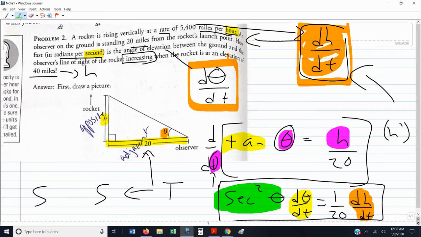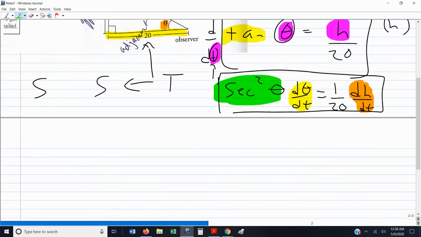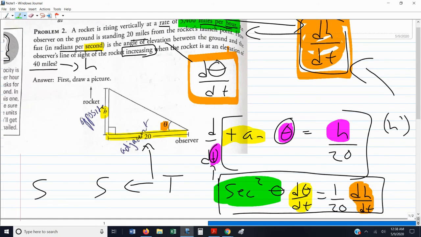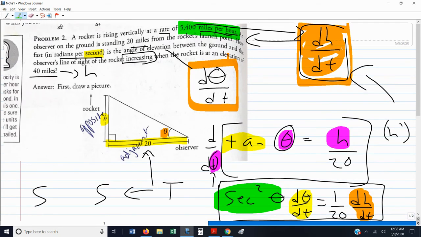So the first thing, well, I'll tell you what I did. I plugged in 5400 for my dh/dt, and I had a little bit of an error there because they wanted radians per second, which is a cruel thing to do to you on this question. So let me zoom out a little bit.